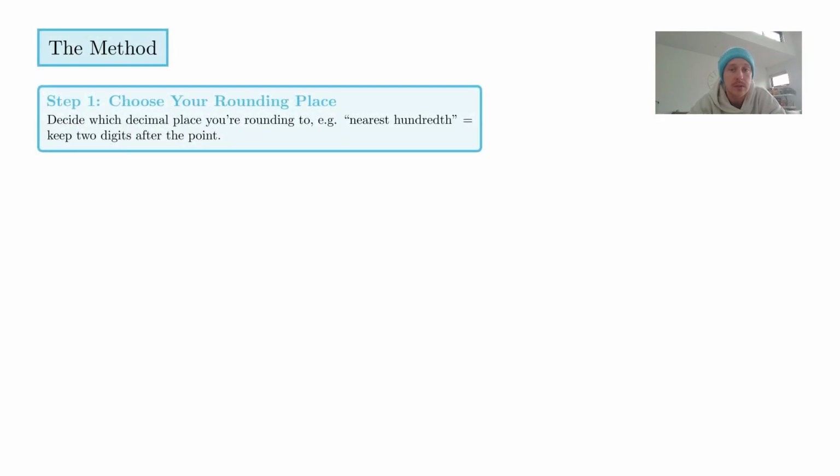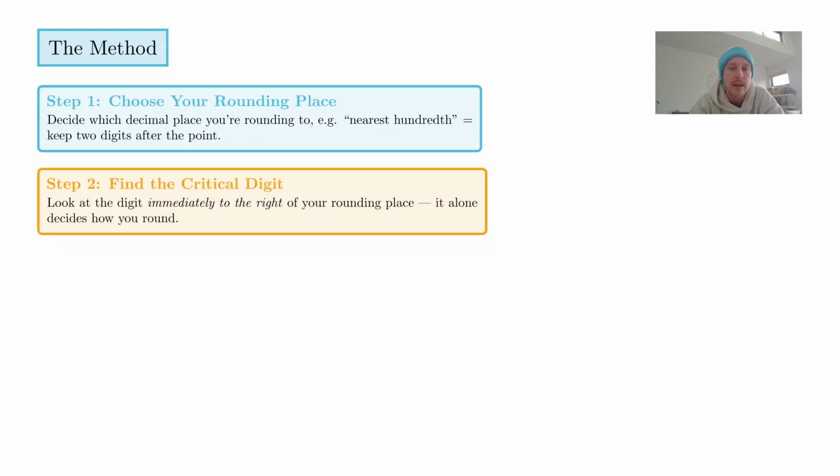Okay, and so step 1, in terms of the method we're going to use to actually round decimals. You're going to choose your rounding place, very first step. So where are you rounding to? Either the question will tell you or you have to make a decision, but decide which decimal place you're rounding to. Are we going to the hundredths? Are we going to the tenths? Are we going to the tens of thousands?